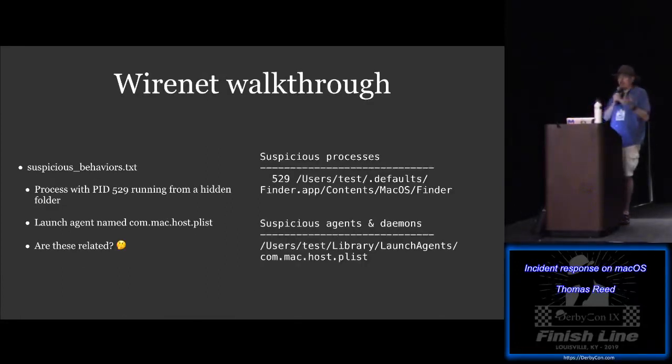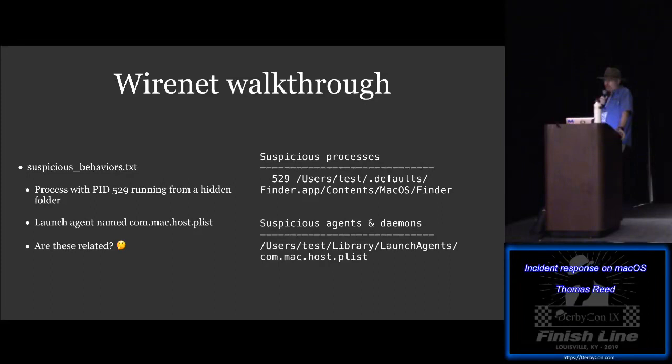So on my system, I infected with WireNet. The first place I typically will go to look is in suspicious behaviors, because if there's something in there, it's really interesting to look at. Sometimes it's not necessarily malicious, like Zoom stuff, but very often you're going to find malicious stuff in there. So in this example, we see that there is a suspicious process running out of a hidden folder named .defaults. That dot at the beginning on macOS means that folder is hidden from the user. And we can see that process is running with a process ID of 529.